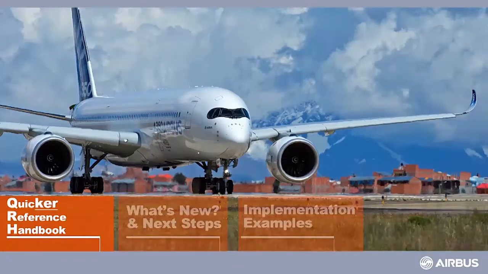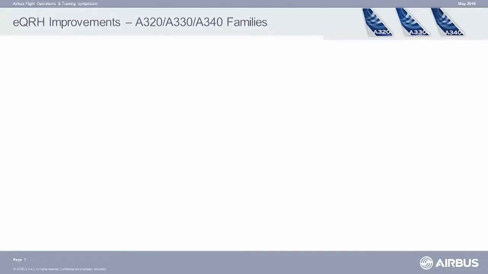So let's start with the improvements enabled by the electronic QRH. As introduced before, Airbus vision is that the flight operations of your Airbus aircraft have to be based on the EFB, and more particularly on the A320, A330, and A340 aircraft. And the objective of the electronic QRH project is to implement this vision on this aircraft.